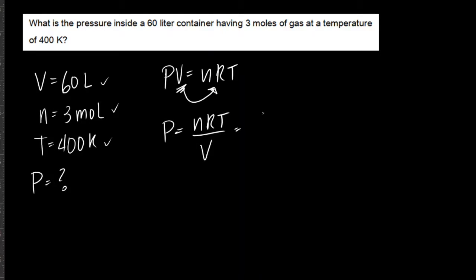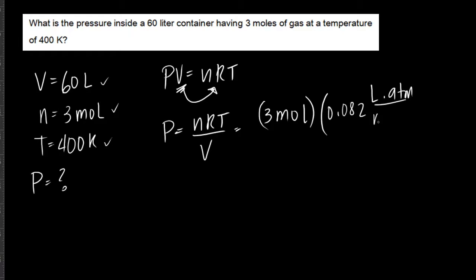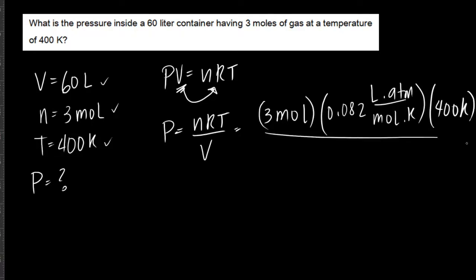Okay. n is 3 moles. The R that we will use is still 0.082. That's liters, atmospheres, and moles per Kelvin. And then our temperature is 400 kelvins. This is all over 60 liters. With that, moles cancel, liters cancel, Kelvin cancel. So good, because the pressure will be in atmospheres.